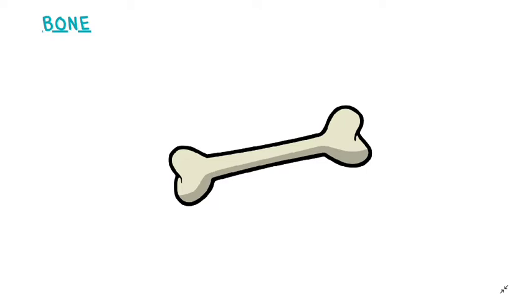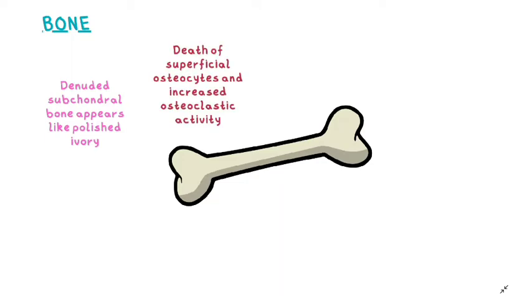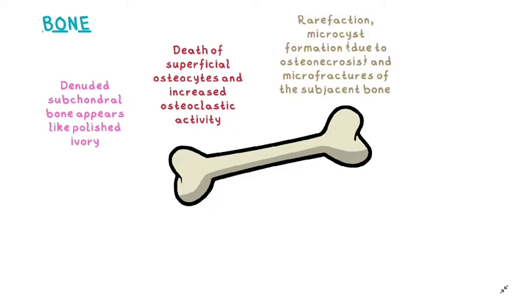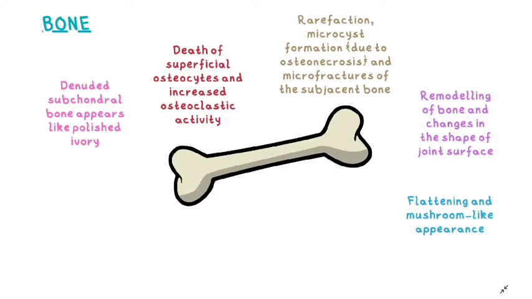Pathological changes in bone. The denuded subchondral bone appears like polished ivory due to friction between the bones, due to death of superficial osteocytes and increased osteoclastic activity, causing rarefaction, that is decrease in density of bone, microcyst formation due to osteonecrosis, and occasionally microfractures of subjacent bone. These changes result in remodeling of bone and changes in the shape of the joint surface, leading to flattening and mushroom-like appearance of the articular end of the bone.